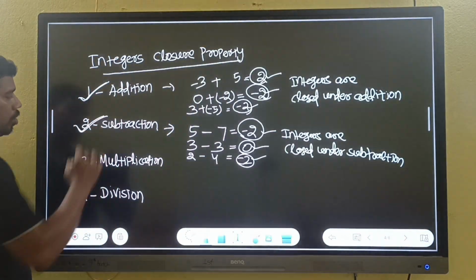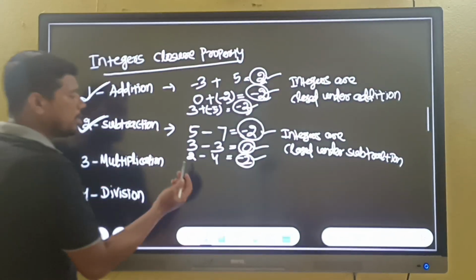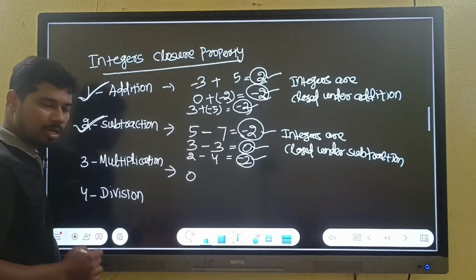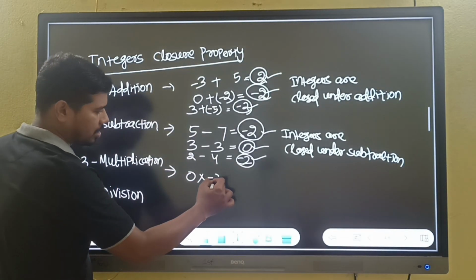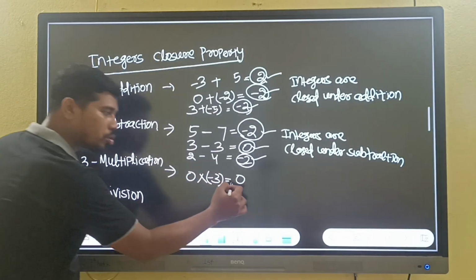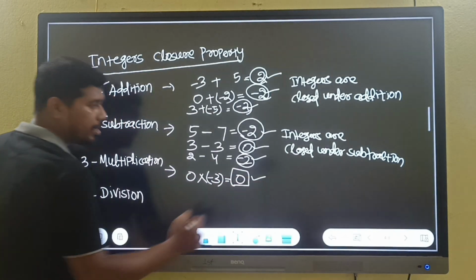So this one is also possible. Now multiplication. Let's take two examples of integers, like 0 is one integer and multiply with -3. -3 is also an integer. If you multiply, the result is 0. 0 is also an integer.